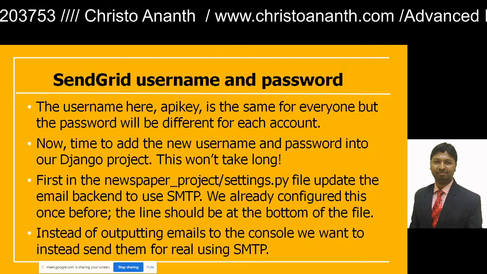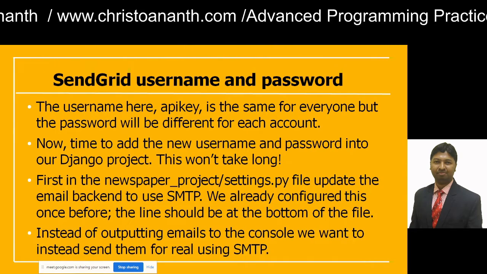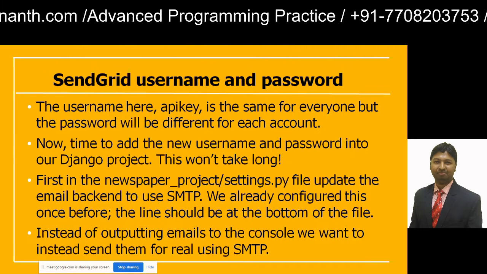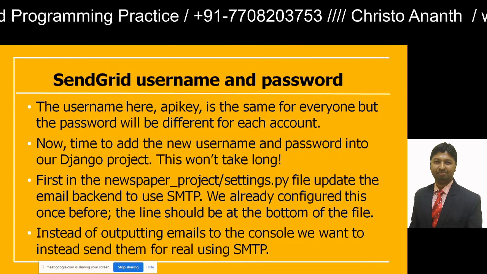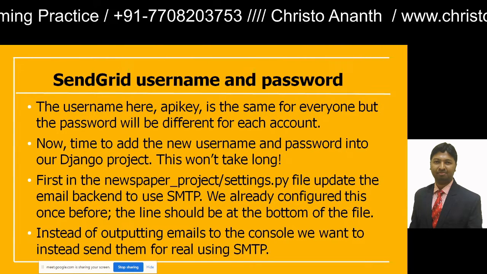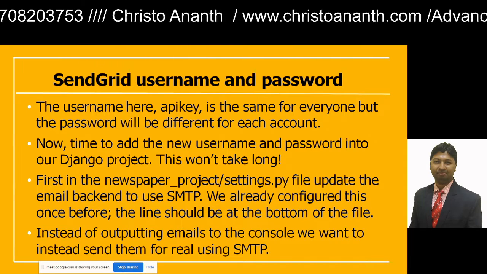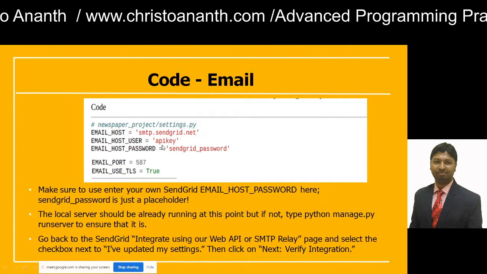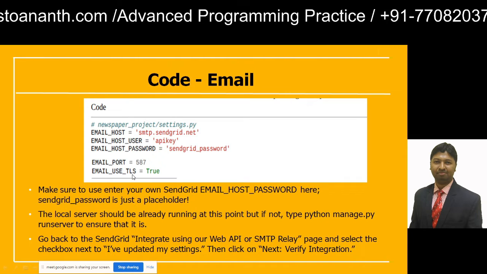Now it's time to add the new username and password in the Django project. In the newspaper project's settings.py file, update the email backend to use SMTP. We have already configured this one, so the line should be at the bottom of the file. Instead of outputting emails to the console, we want to send them using SMTP.